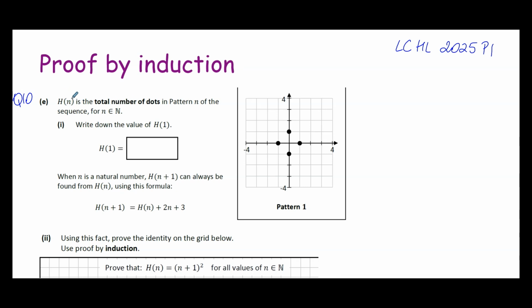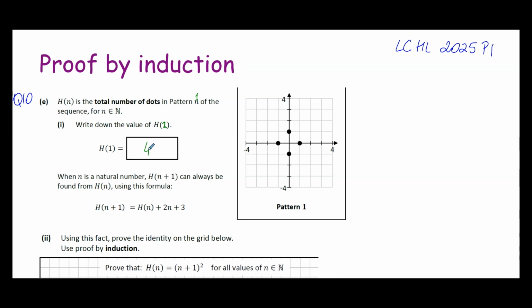Let's go. So h of n is the total number of dots in the pattern n of the sequence. That means the total number of dots in a specific pattern. So we have to write down the value for pattern 1, because n means the number of the pattern, and if n is 1, we are talking about pattern 1, and we have the pattern 1 with four dots.